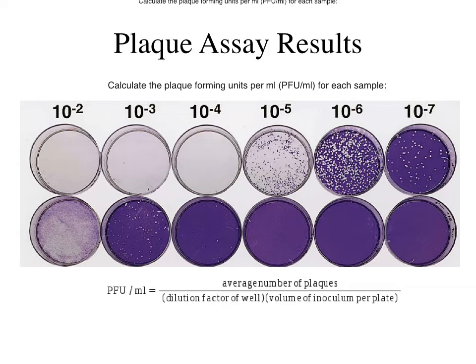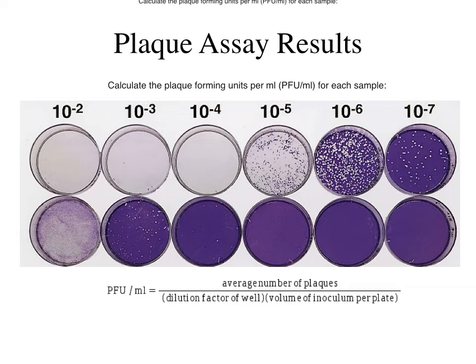So with the 10 to the minus 5, you can see that you still have some live cells, but most of the monolayer has been wiped out. When you go on to 10 to the minus 6, you can see that you can clearly see individual plaques. Those are the white spots.